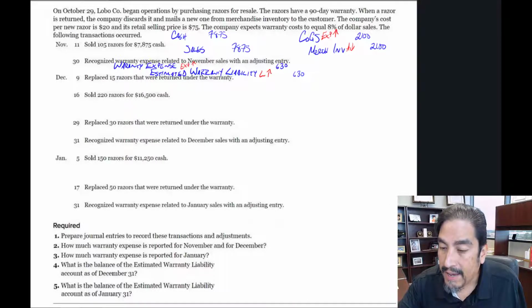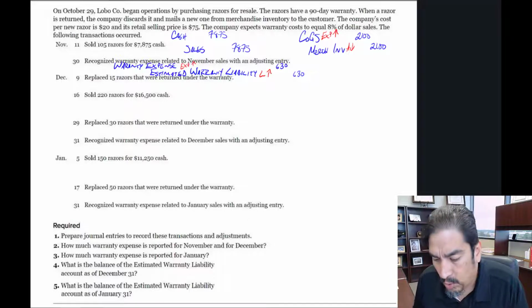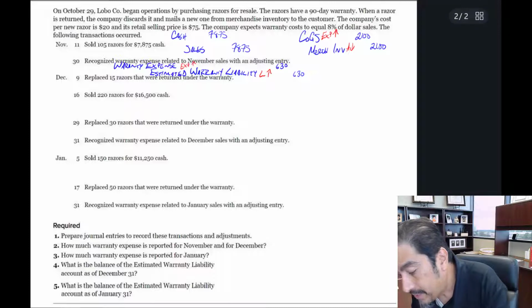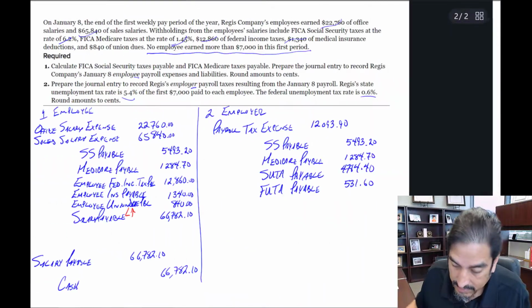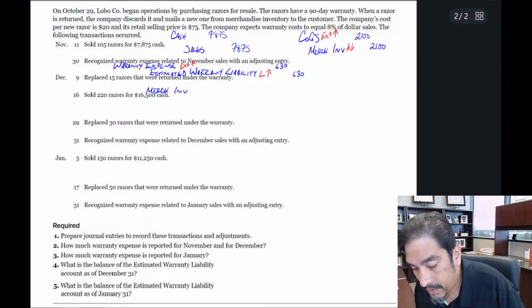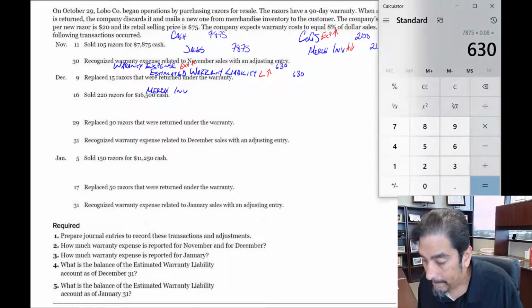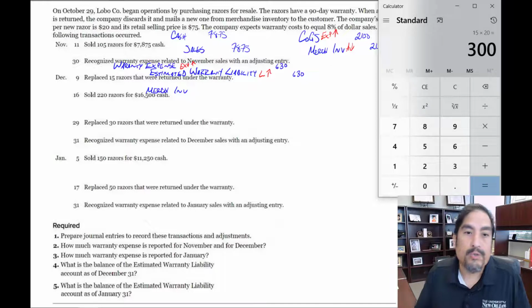We have to pull those razors out of inventory. So that is going to be a credit. I'm going to write it down here and over to the side. It's going to be a credit to merchandise inventory of, there we go, what was it? 15 razors that cost us $20 each. So $300.